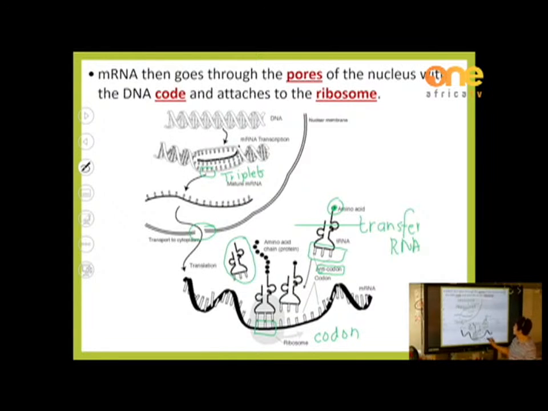And now we call this translation. When the codon is fitted with an anticodon, now there will be a specific order of amino acids linked together, forming a peptide bond, and that is translation.